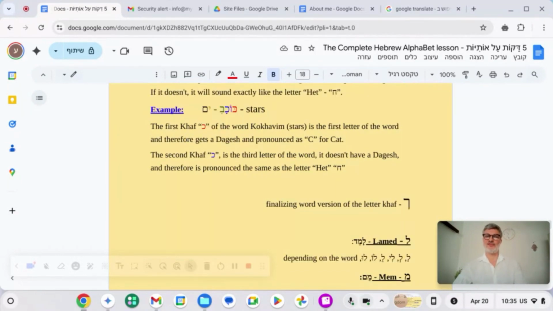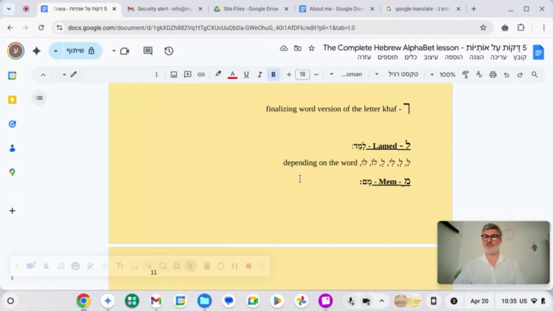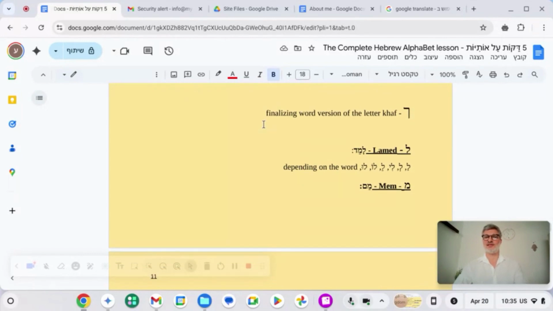Example, the word kochavim, stars. The first kaf of the word kochavim is the first letter of the word, and therefore it gets a dagesh and is pronounced as C, as in cat. The second chaf is the third letter of the word. It doesn't have a dagesh, and therefore is pronounced the same as the letter chet. The letter chaf also has a finalizing word version, which looks like this.